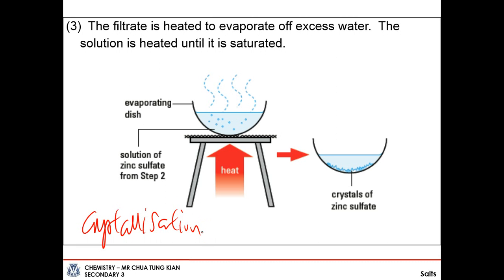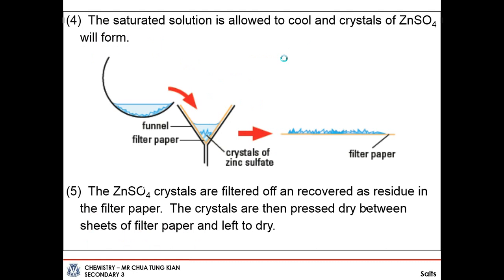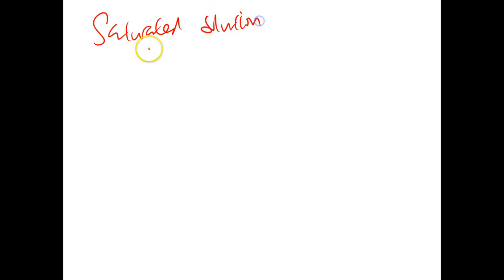So what is crystallization? We simply heat the filtrate to evaporate off about half of the water. Sometimes you evaporate off about 3/4 of the water. When you do this, the solution becomes saturated. So what is saturation? What is the term saturated solution?